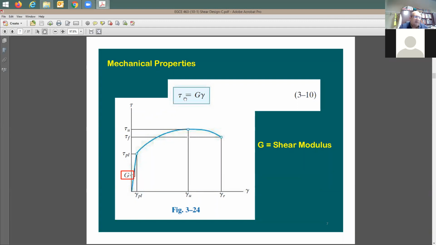Tau is going to be equal to the modulus of elasticity, the shear modulus, multiplied by gamma, the shear strain, which means the shear modulus here is going to be equal to the stress divided by the strain. It's going to be equal to the y component divided by the x component. And this is what we call here the shear modulus.